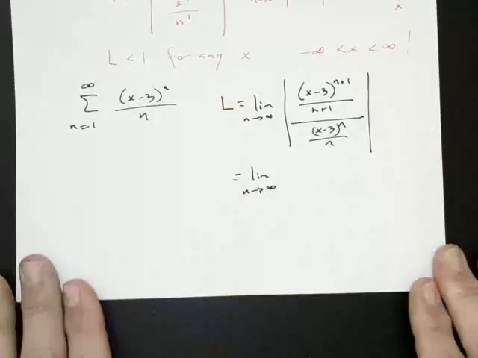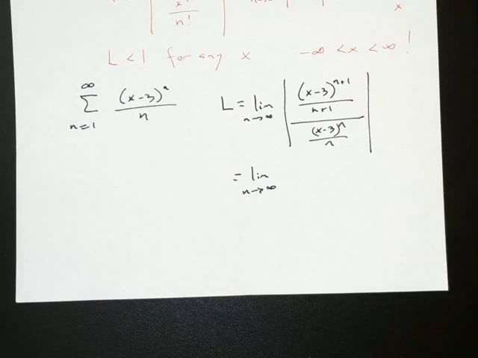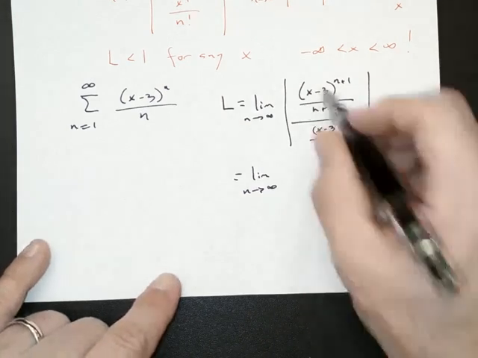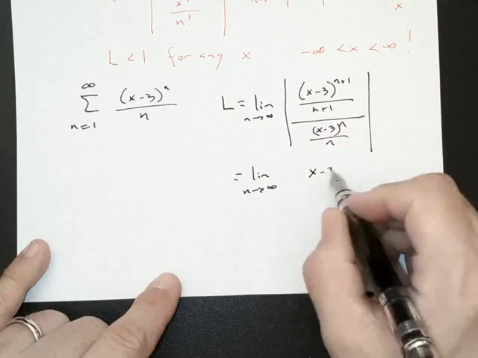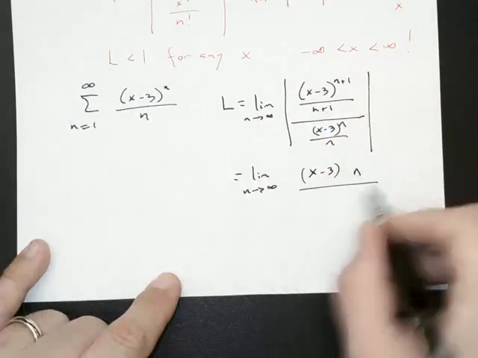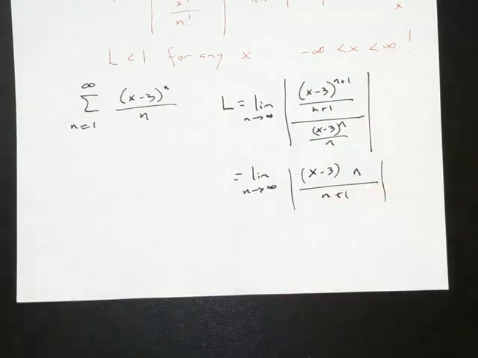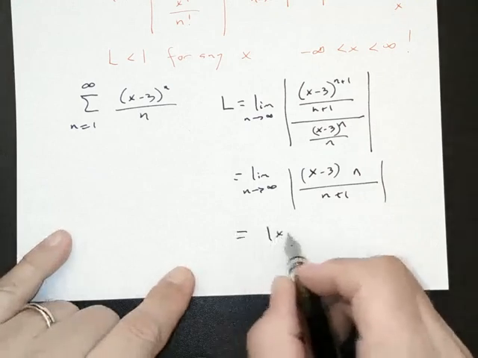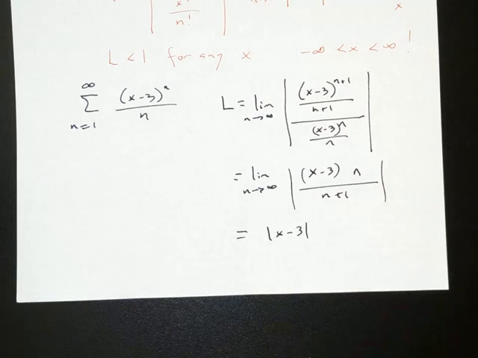So now my question is, when is L less than 1? What does L simplify to? Yeah. Almost. I got to do the limit first, right? So yes, x minus 3 is correct, but x minus 3 to the n plus 1 over x minus 3 to the n gives me x minus 3, but I also have an n over an n plus 1. And when I take that limit, I get the absolute value of x minus 3. So you're absolutely right, as long as we include that absolute value.